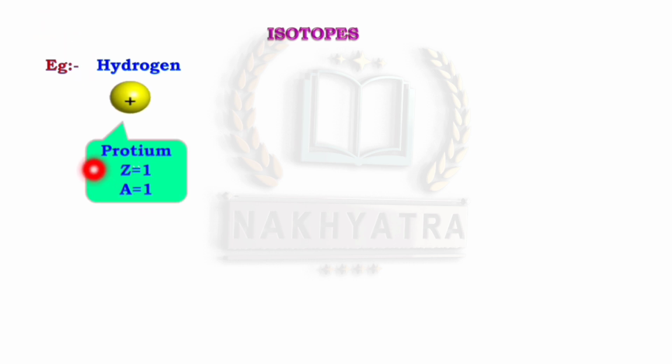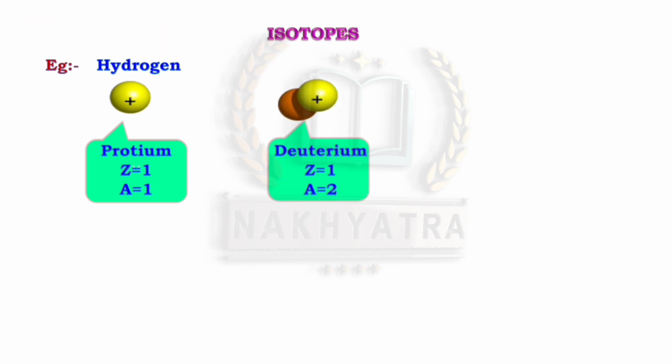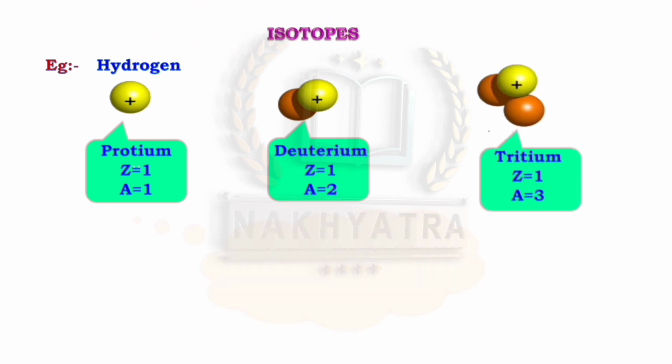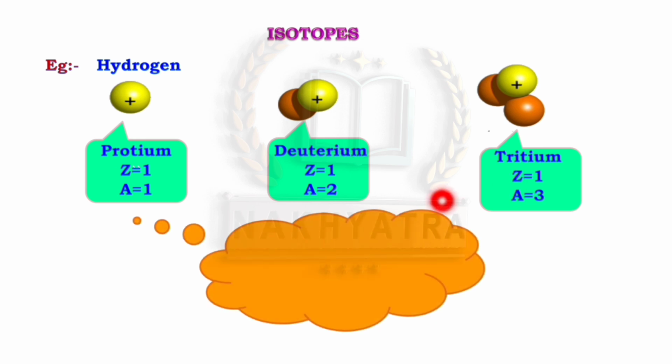First isotope of hydrogen is protium, whose atomic number is 1 and the atomic mass number equal to 1. As I already told you, atomic number is denoted by Z and atomic mass number is denoted by A. Second isotope of hydrogen is deuterium, whose atomic number Z equal to 1 and mass number equal to 2. And the third isotope of hydrogen is tritium, whose atomic number equal to 1 and atomic mass number equal to 3.